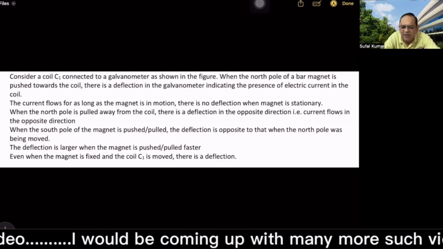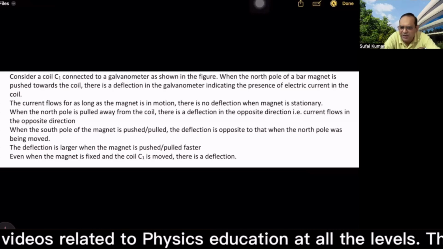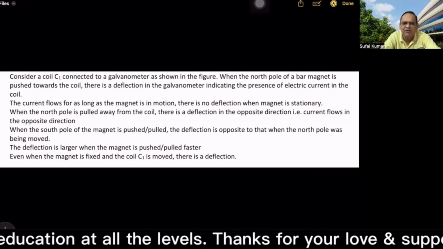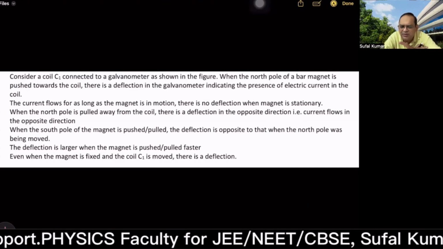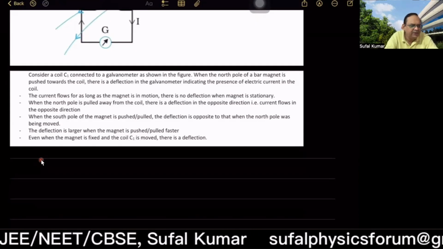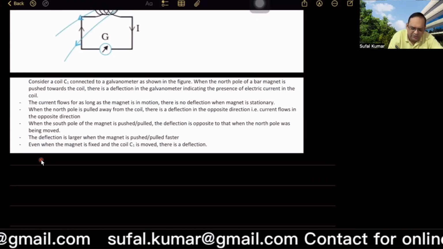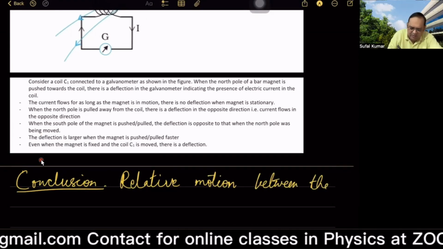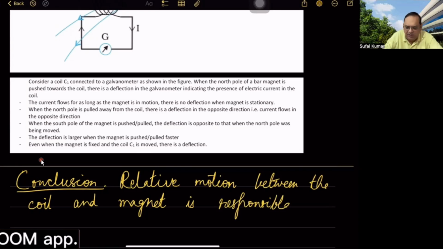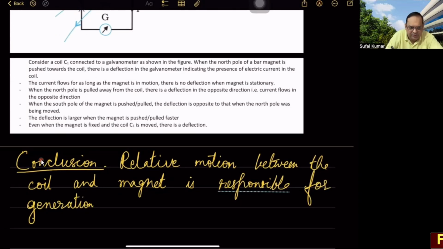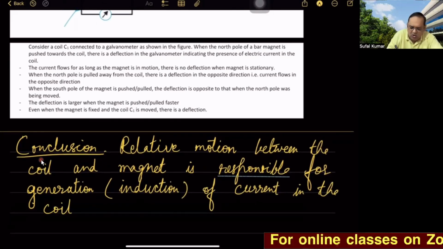And remember, the first and primary cause of induced EMF or induced current is change in flux. And if change in flux stops, then induced current at once disappears. Then afterwards, experiment 2. Here, I want to write the conclusion. Relative motion between the coil and magnet is responsible for generation of induced current in the coil.